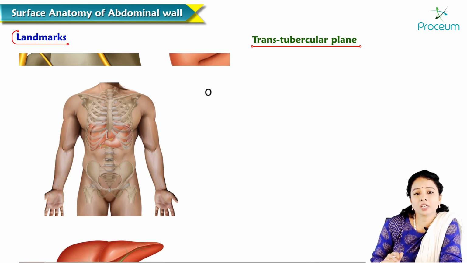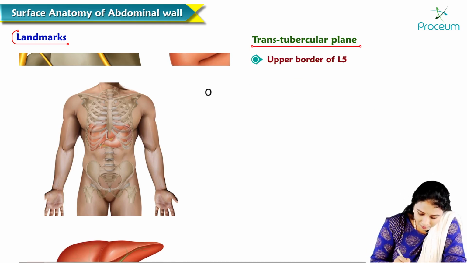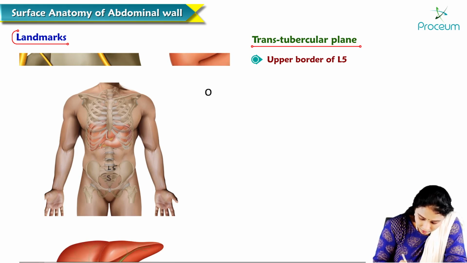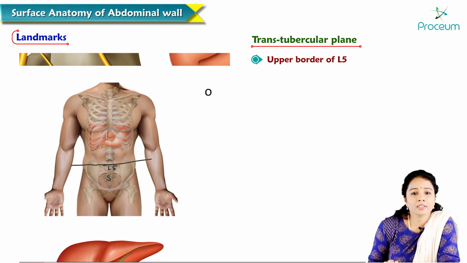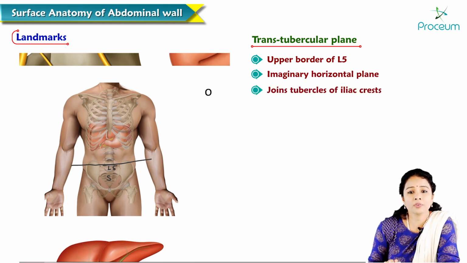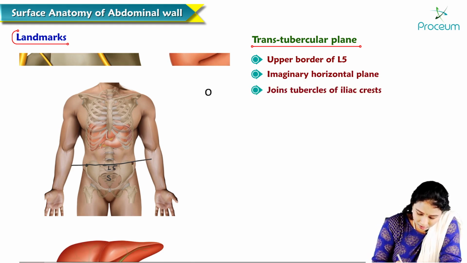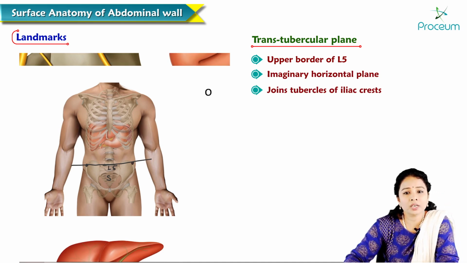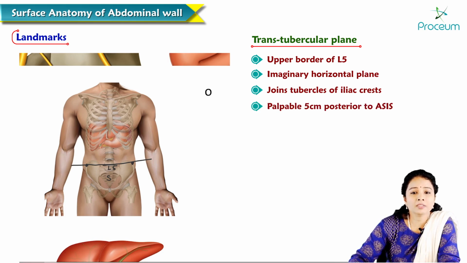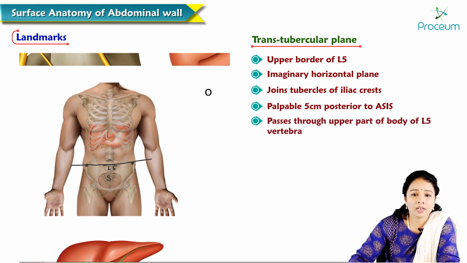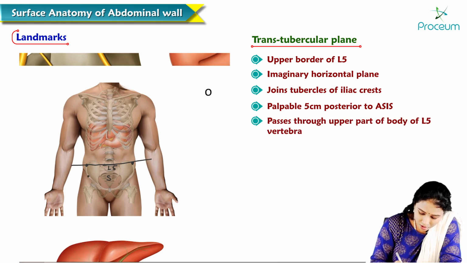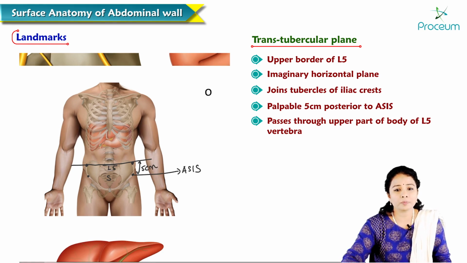Transtubercular plane is the plane which corresponds with the upper border of the fifth lumbar vertebra. So this is L5 and here is the sacrum. Along the upper border, if we draw a horizontal line, that is the transtubercular plane. It is an imaginary horizontal line which joins the tubercles of the iliac crest. Here are the tubercles of the iliac crest joined by the transtubercular plane. It is palpable 5 centimeters posterior to the anterior superior iliac spines and passes through the upper border of L5 vertebra. So that is how we locate the transtubercular plane.